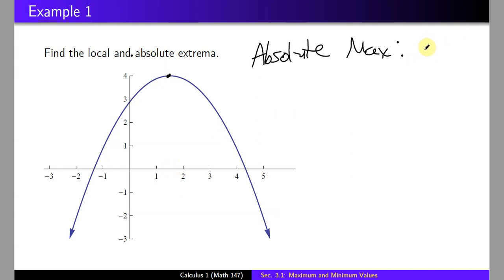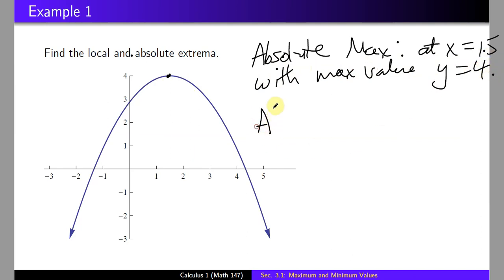So there's an absolute max at x equals, it looks like it's about 1.5, with max value. So the y value there appears to be 4.